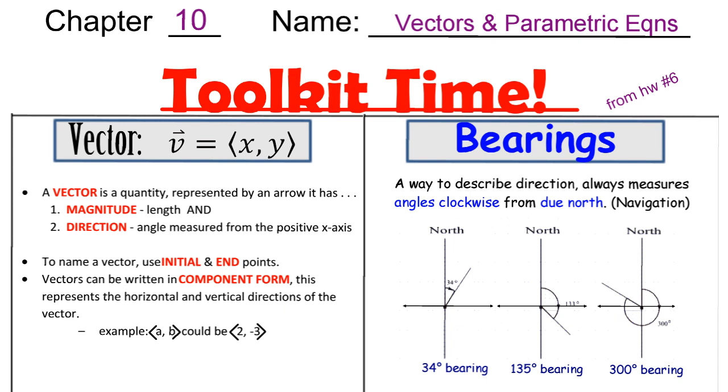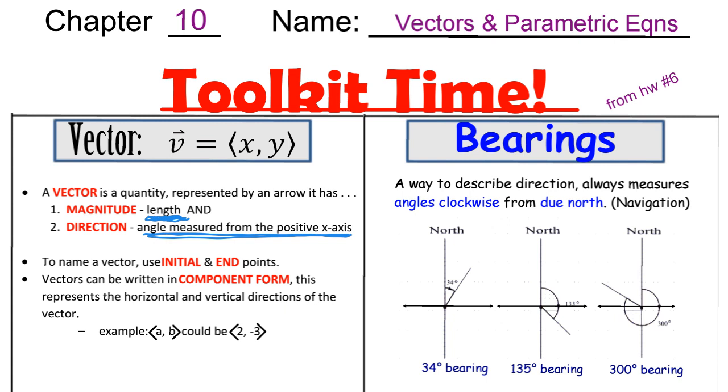First of all, what is a vector? A vector is a quantity that is represented by magnitude and direction. Magnitude is length, and direction we will find by looking at the angle that that arrow is on. And again, this will be from the positive x-axis.